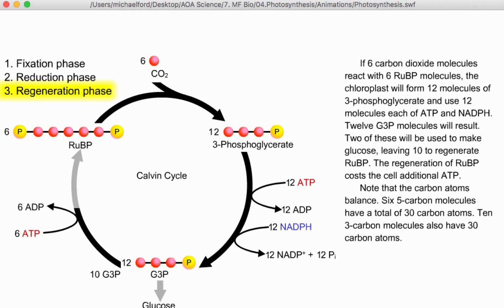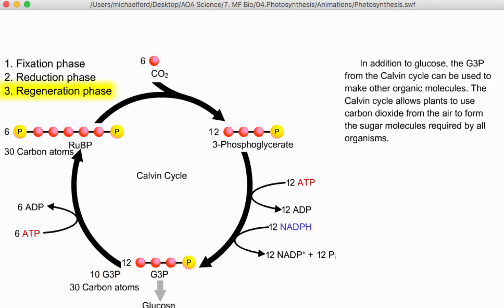Note that the carbon atoms balance. 6 5-carbon molecules have a total of 30 carbon atoms. 10 3-carbon molecules also have 30 carbon atoms. In addition to glucose, the G3P from the Calvin cycle can be used to make other organic molecules. The Calvin cycle allows plants to use carbon dioxide from the air to form the sugar molecules required by all organisms.